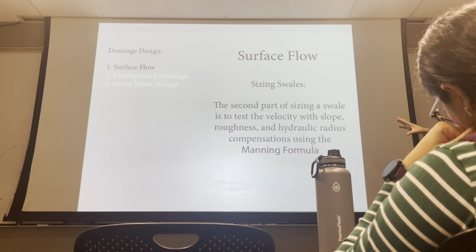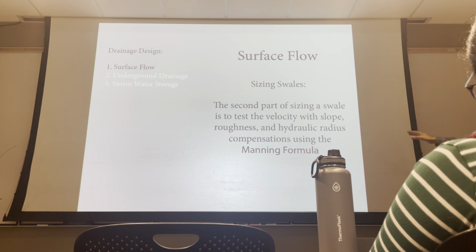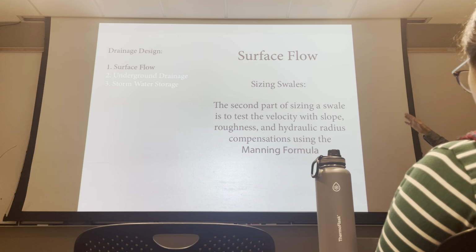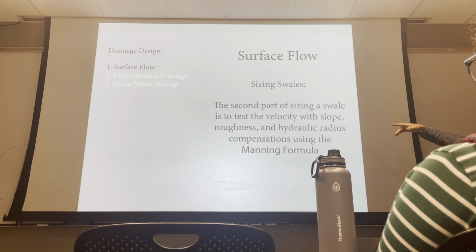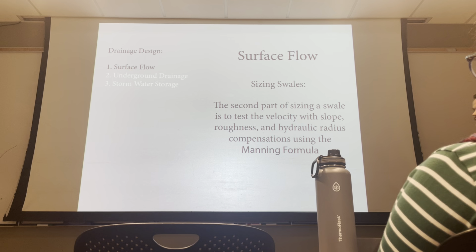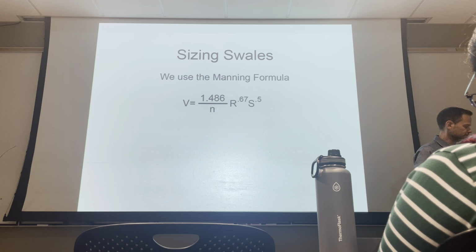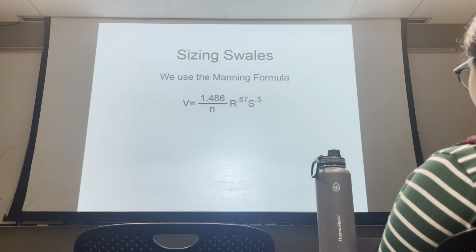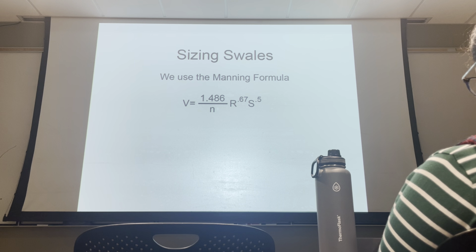This gets us close, gets us in the ballpark, but we have to use the Manning formula to actually test the validity of the swale that we just designed. Okay, so let's try that. The second part of sizing a swale is to test the velocity, width, slope, and roughness, and this thing we call hydraulic radius, using the Manning formula. There it is. Again, somebody just made this thing up, and it works like magic. Okay? Let's dissect this Manning formula.